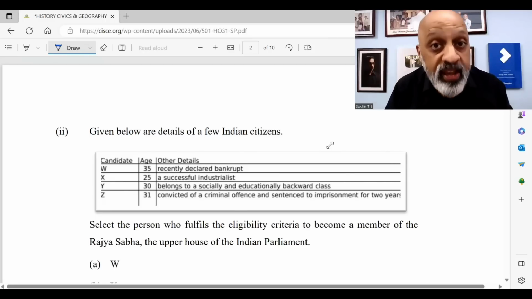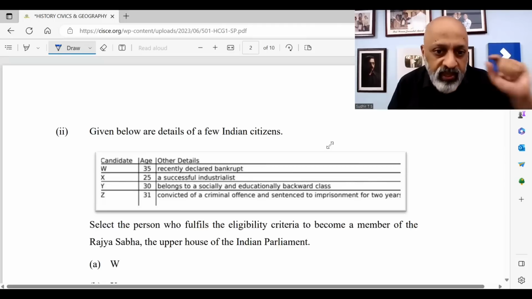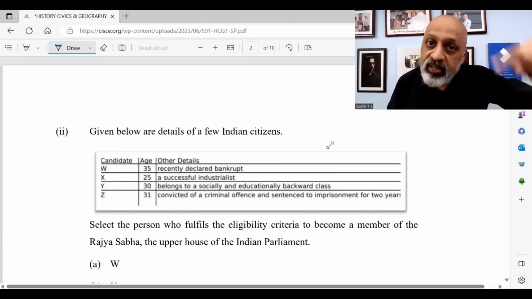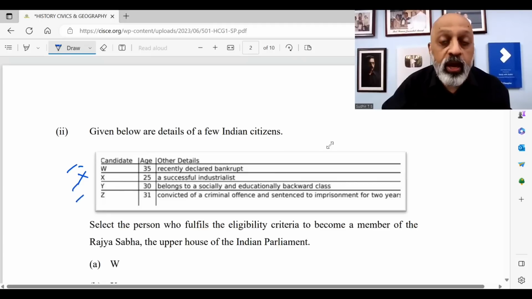Pehla to aap dekhiye age. What is the age wherein you can become a member of the Rajya Sabha? Batao, 30 years old, right? 30 years old. So इसमें से कौन सा है? That means Y and Z and W, 30 and above, right? 30. So 25X is ruled out because 25 साल वाला candidate तो नहीं बन सकता. Okay, so ये और ये हो सकता है.